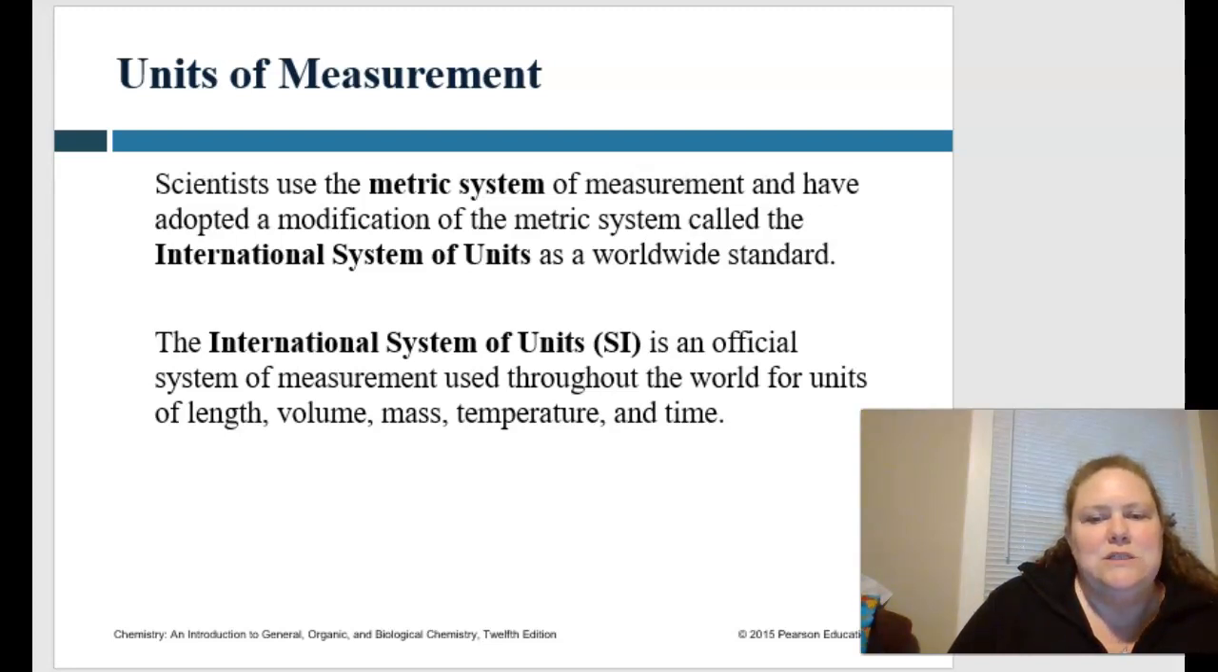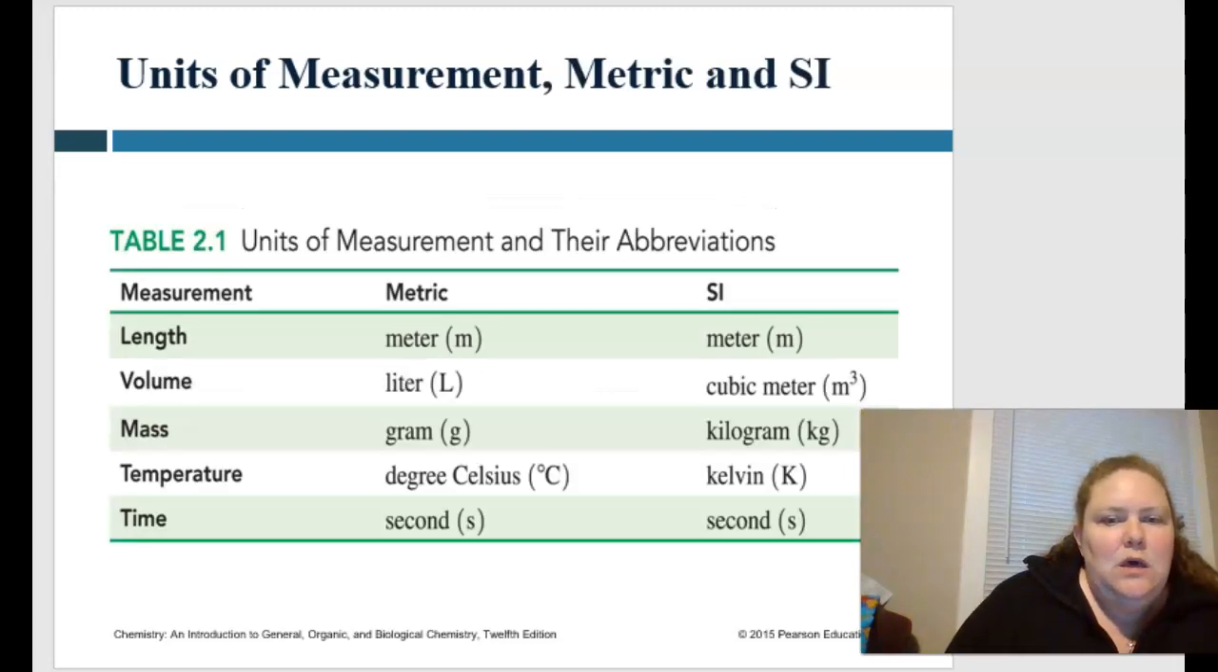Okay, and then the International System of Units, which is abbreviated as SI, is an official system for measurements that are used throughout the world for units of length, volume, mass, temperature, and time. So looking at these, you can see that for metric measurement, we use meters, volume is liters, grams for mass, temperature is degrees Celsius, and seconds are time.